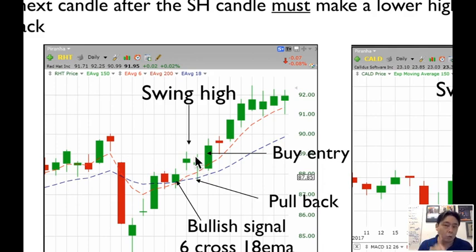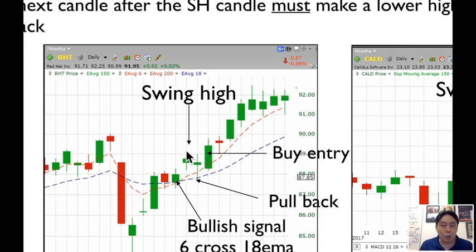Why? Because the swing high must come right at or right after that bullish signal cross. If the swing high comes 1 or 2 candles later, it's not a valid trade for the impulse pullback. So it has got to be the swing high right at the cross, and immediately right after the swing high, we need to have the next candle making a lower high.